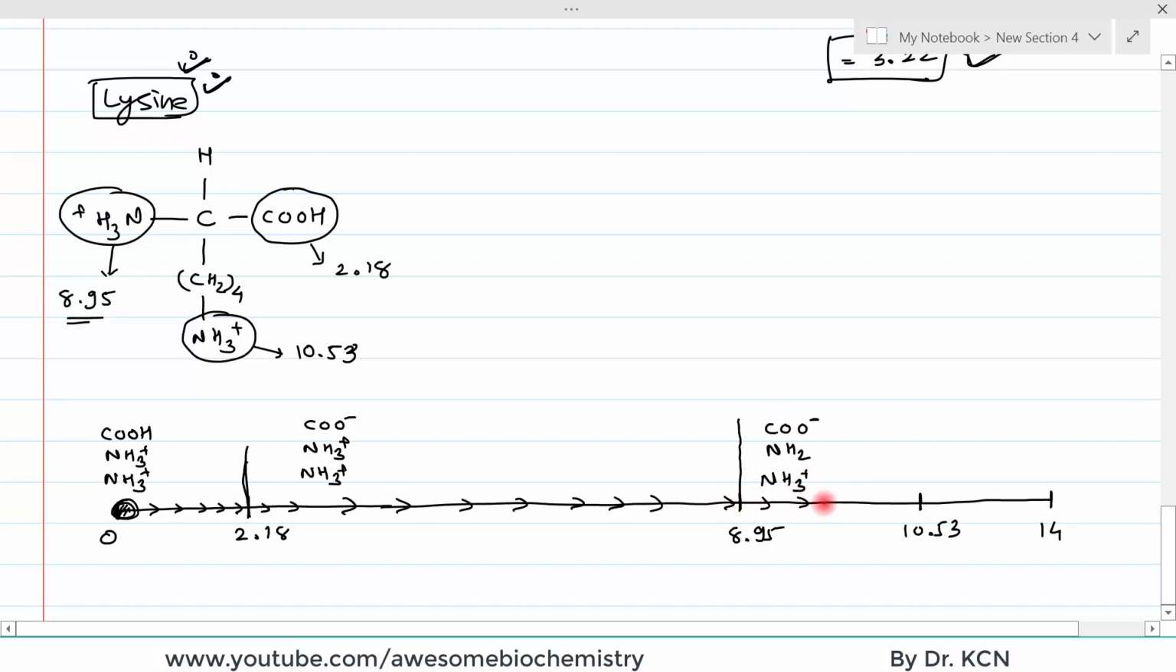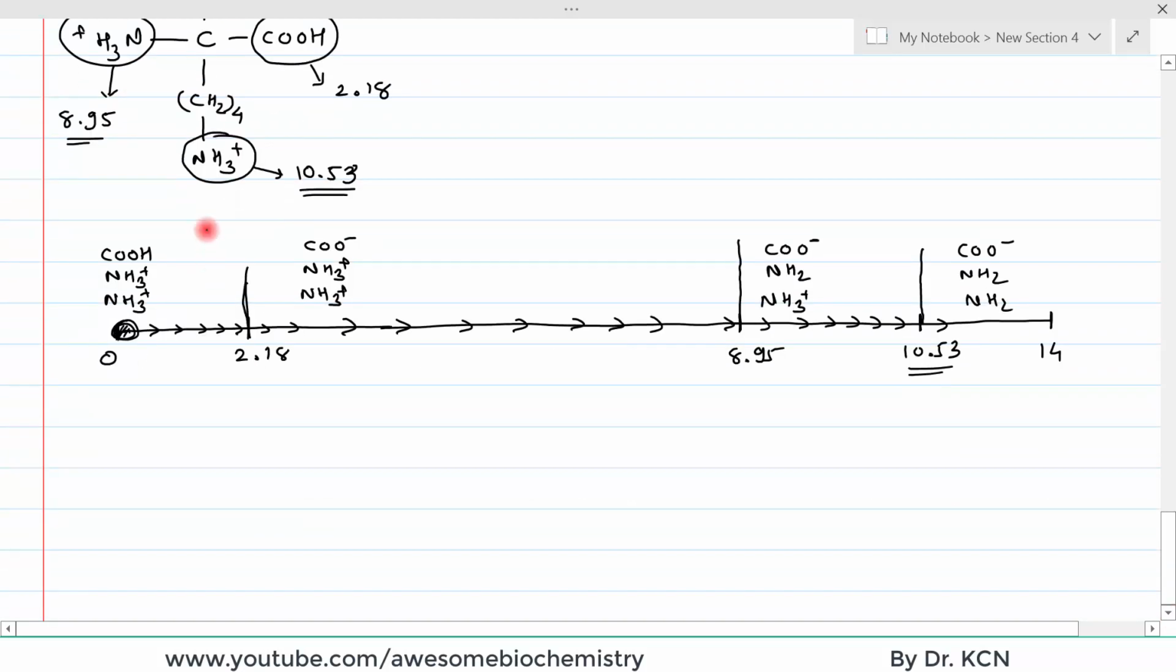Now, you add more and more alkali to the solution. So, ultimately you cross this pH 10.53. So, at this place what will happen? Even this amino group will undergo deprotonation. So, all the groups will be deprotonated. So, COO minus, that is for this group. For this group also it is NH2, and for this group also it is NH2, right. So, lastly this group is undergoing deprotonation. Why? Because its pK is highest.